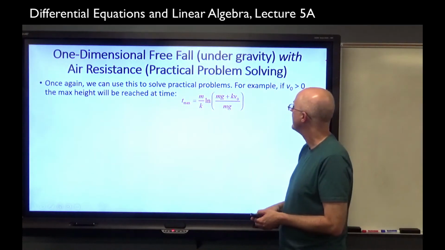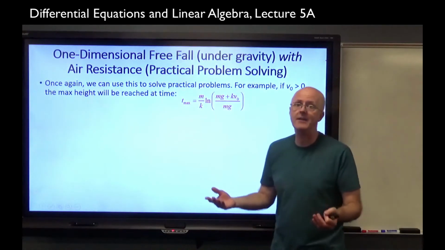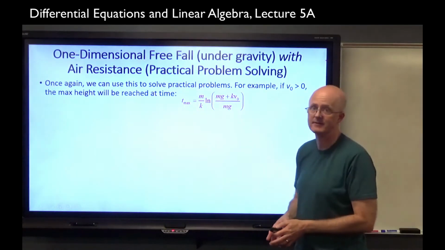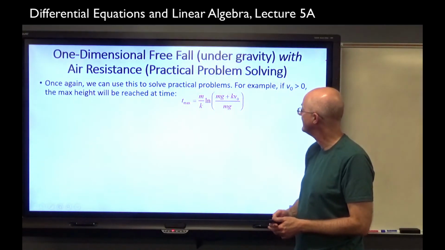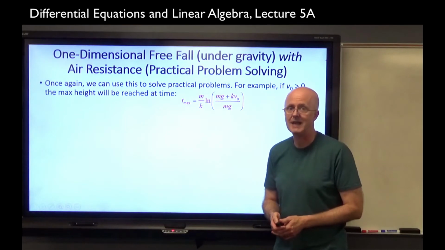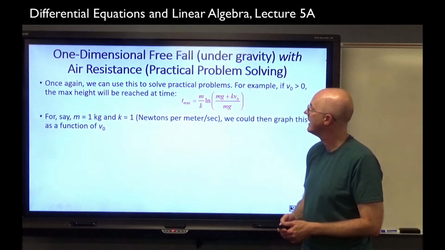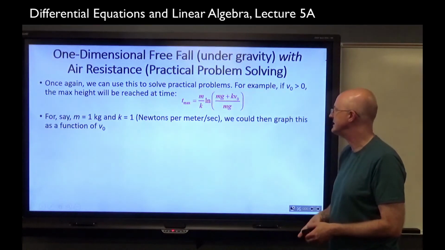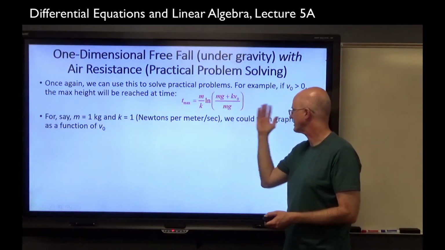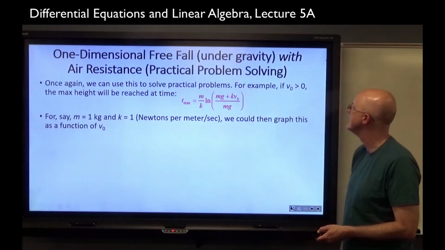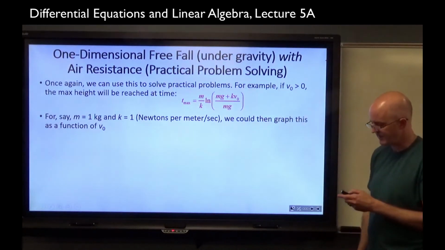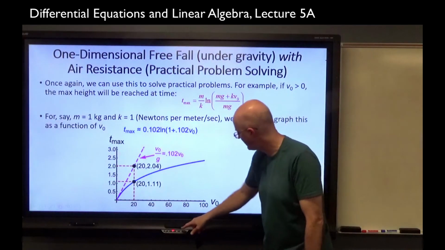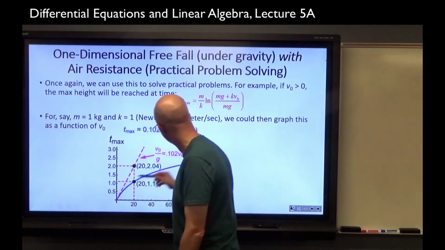M, K, G, and V0 are all constants, but I could go ahead and change my perspective and think of them as variables if I want, and in fact I'm going to do that. I'm going to think of V0, the initial velocity, as a variable. I am going to set m to be 1 and k to be 1. 1 kilogram for the mass. The units for k turn out to be newtons per meter per second. Don't worry about the meaning of that. We could then graph it as a function of V0, and here's the graph that you would get in blue. The blue graph is the graph of this function right here.